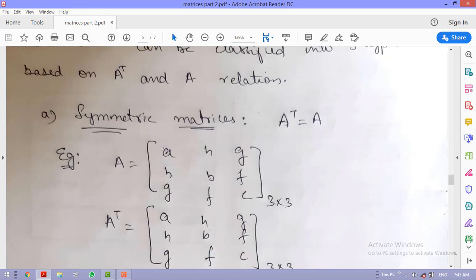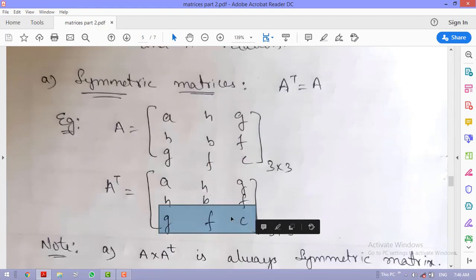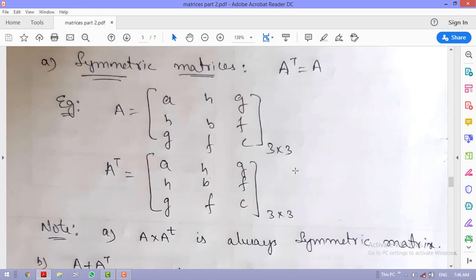If you just apply a transpose operation like this, A becomes A transpose: row AHG becomes a column, row HBF becomes a column, and GFC becomes a column. So here you can see both matrices are equal, A and A transpose are the same. That property is said to be a symmetric matrix. Be sure that all the elements in A should be real numbers, then only you can apply this rule.